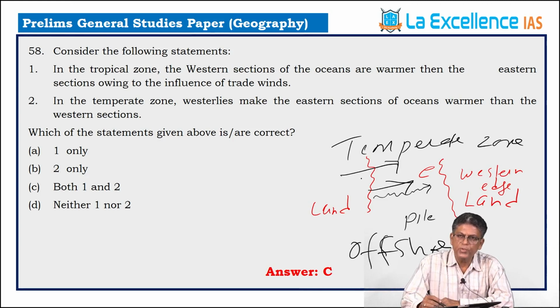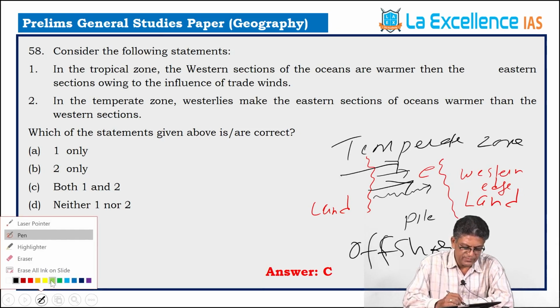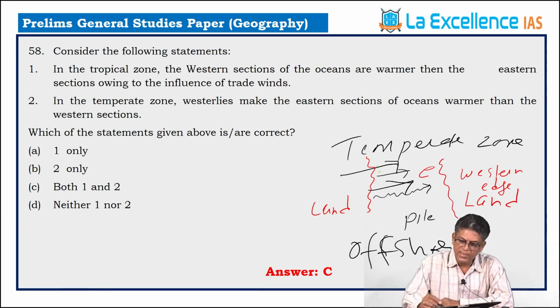When the winds are offshore along the coast, surface waters which are warm are being dragged away like this, and as a result of this removal of surface warm waters, the bottom waters which are cold rise to the surface. That would mean the waters here where the winds are offshore are going to be cool to cold, which means western sections of oceans in temperate zone will have cooler waters.